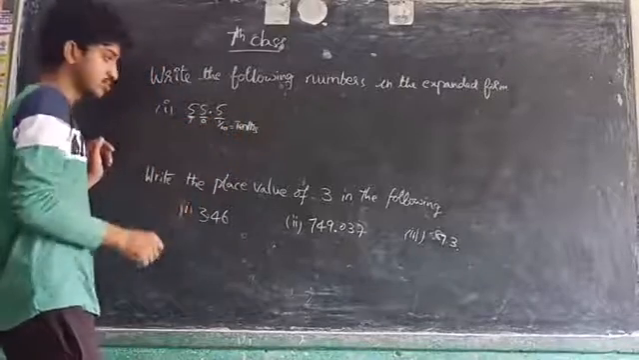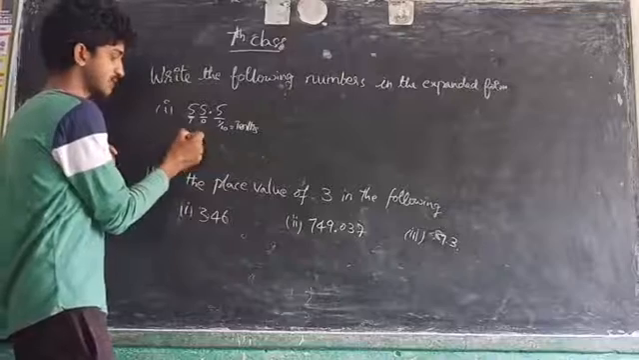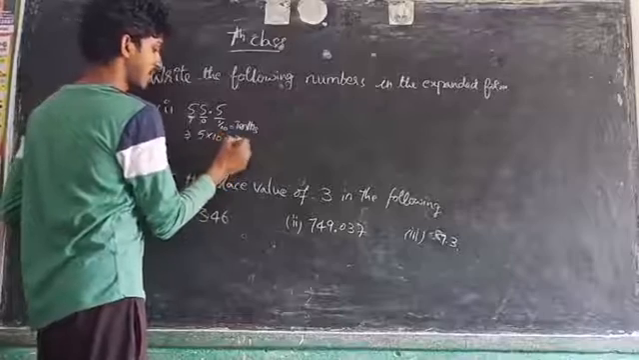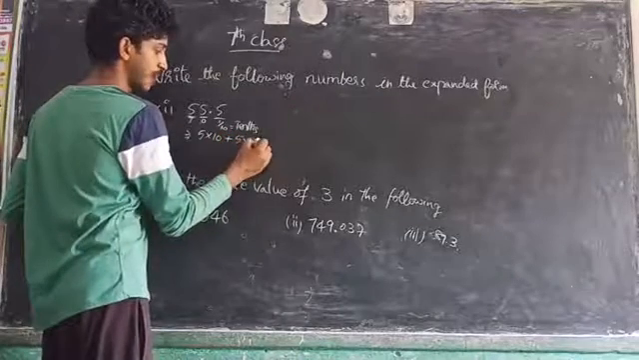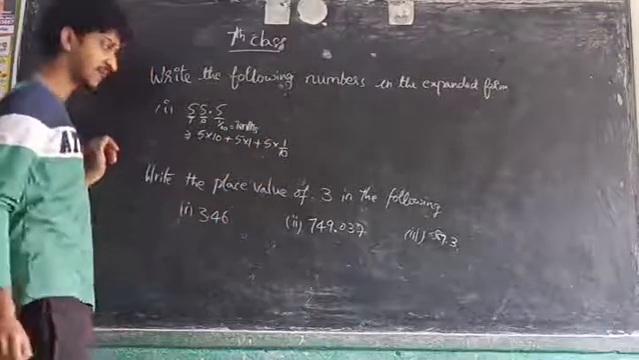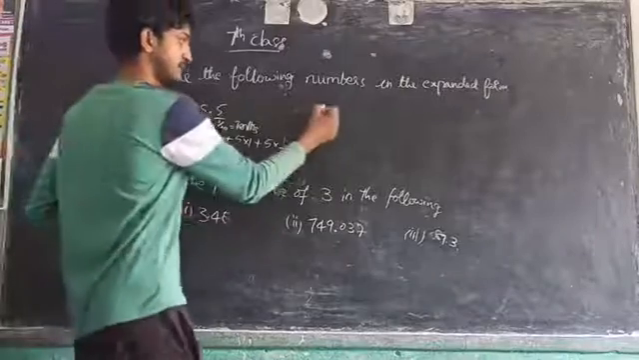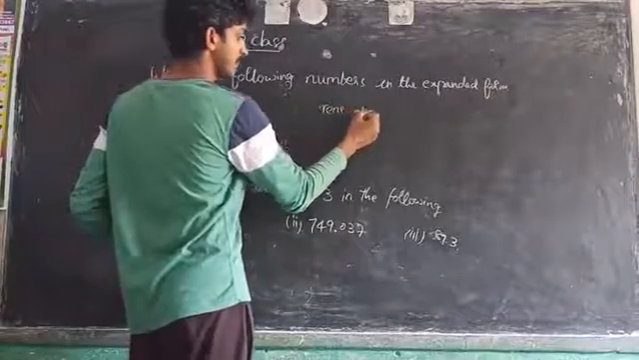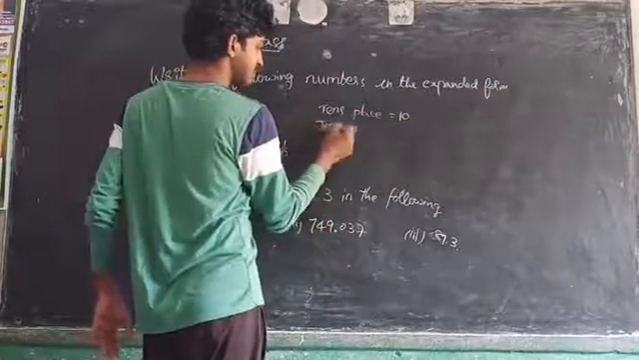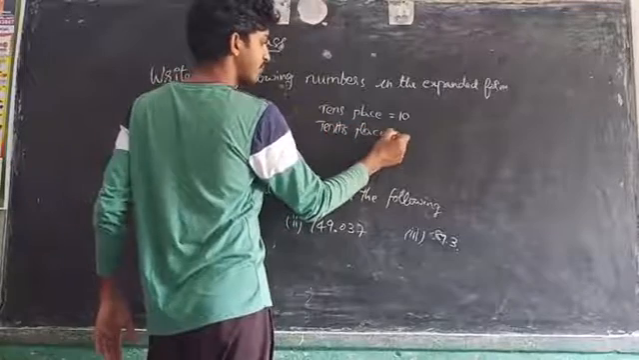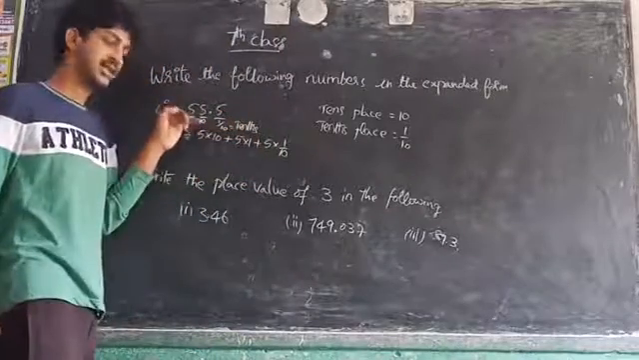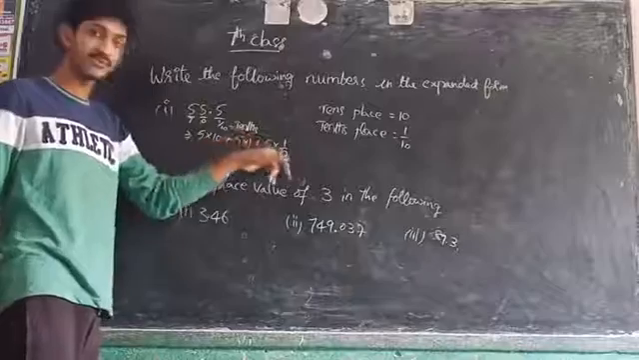So you can write this as 5 into 10 plus 5 into 1 plus 5 into 1 by 10. Tens place means we have to multiply with 10. Tenths place means we have to multiply with 1 by 10. Okay children, see the difference here. This is tens place and this is tenths place. That's why I am multiplying here with 10 and here with 1 by 10.